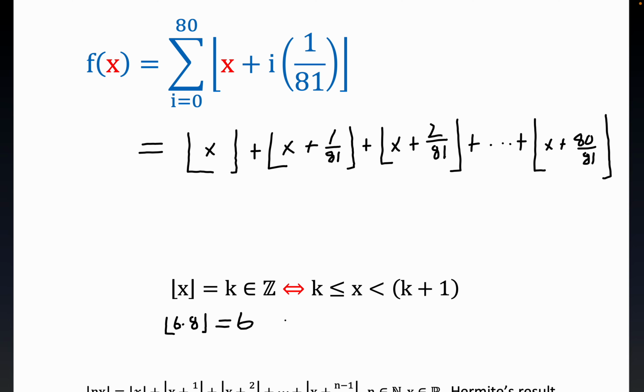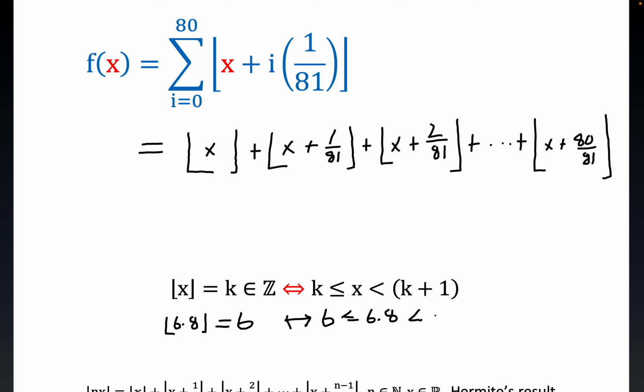And that's because 6 and 7 are the lower and upper bounds for 6.8. So 6 is less than or equal to 6.8, which is strictly less than 7.